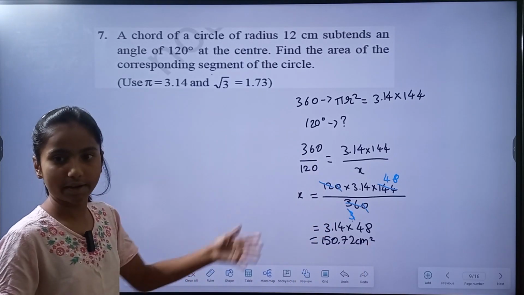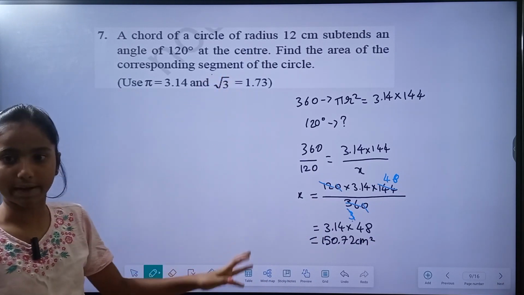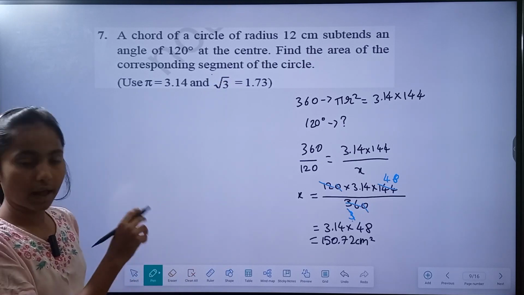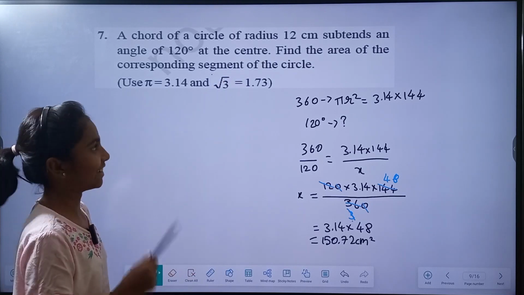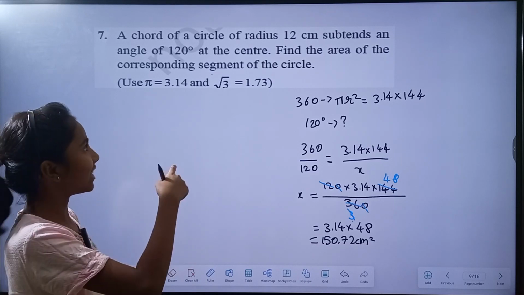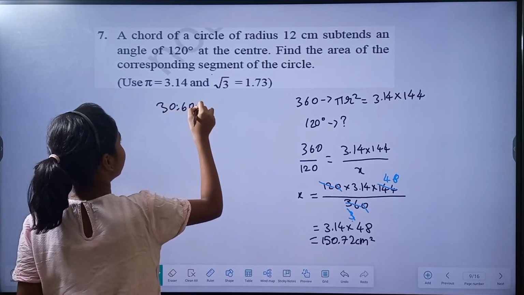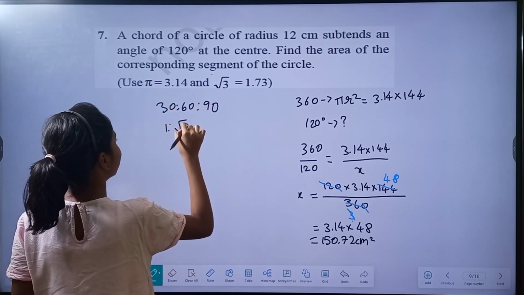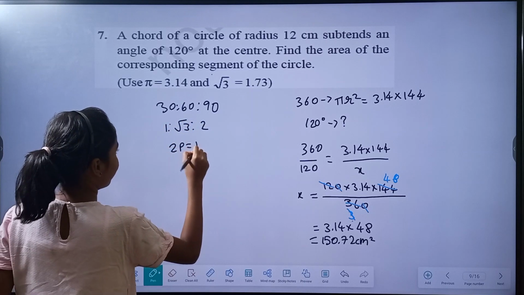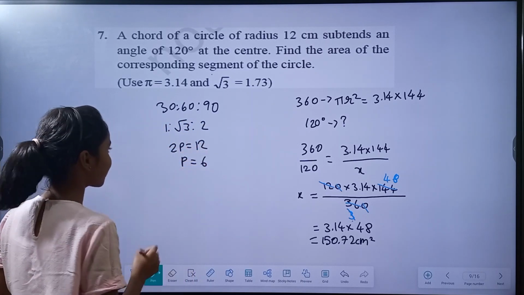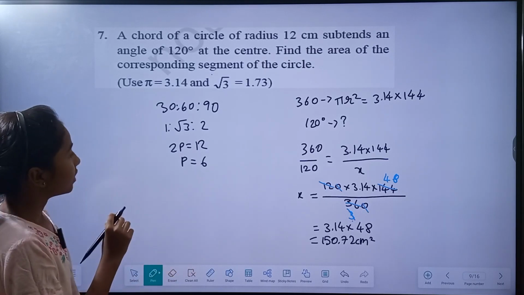Now this is the triangle area. For the triangle, 12 centimeter is the radius. If we draw the altitude that bisects the angle, that will be equal to 30, 90, and the other angle will be equal to 60. In a 30, 60, 90 triangle the sides are in the ratio 1 is to root 3 is to 2. And the side opposite 90 is 12 centimeter. So 2p equals 12, p equals 6.